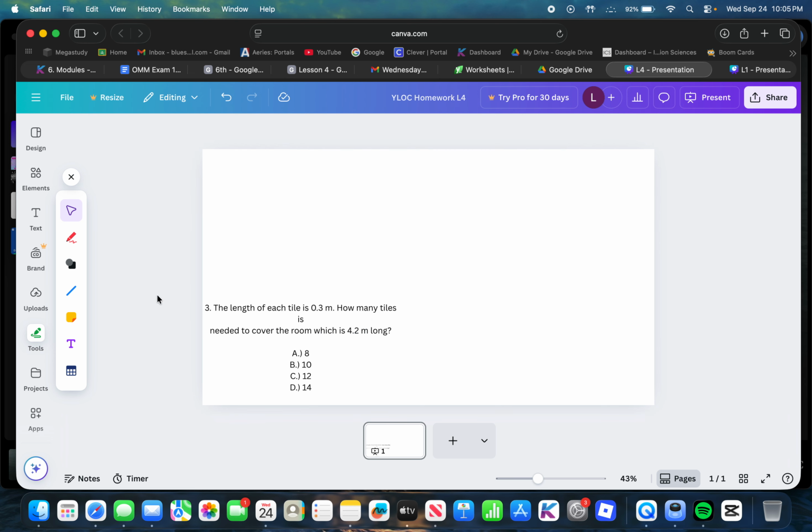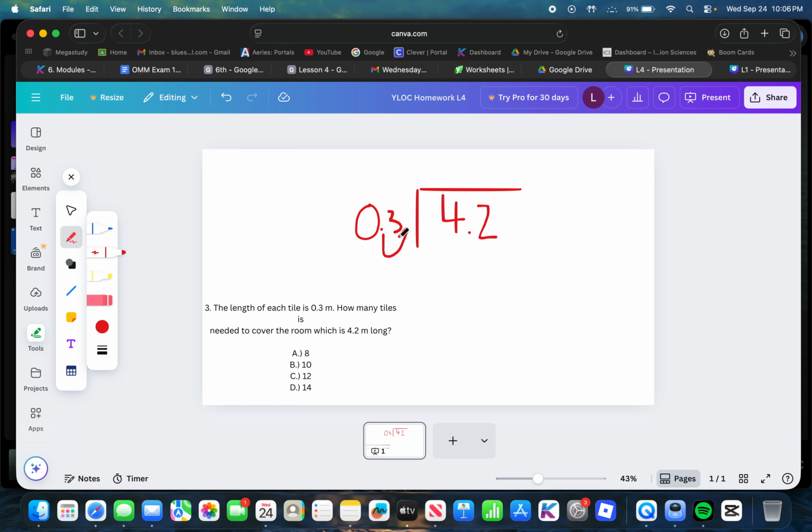Number 3, the length of each tile is 0.3 meters. How many tiles are needed to cover the room, which is 4.2 meters long? Now for here, you just want to simply divide because they're asking for each one. So 4.2 divided by 0.3. Now we can't do this because it's decimal here, so you want to move 1 here and move 1 right here as well. So this would lead up to 3 divided by 42.